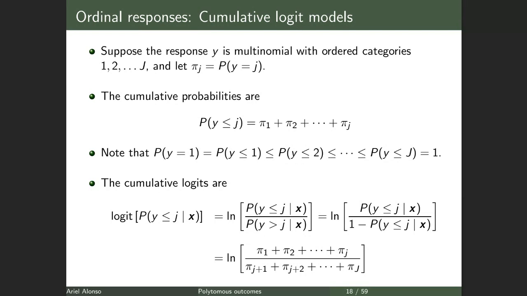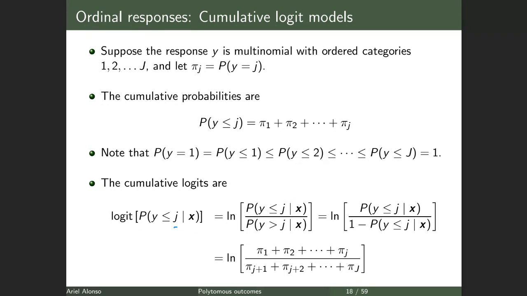So what is the logit of having a response smaller or equal than j? Well, that's the logarithm of the odds of having a response smaller or equal than j. And what is the odds of having a response smaller or equal than j? That's the probability that the response is smaller or equal than j, divided by the probability that the response is not smaller or equal than j. That means that the response is strictly larger than j, and that for a certain value of the vector of covariates, right? And here you have again like a logistic regression, right? But a logistic regression that depends on j.